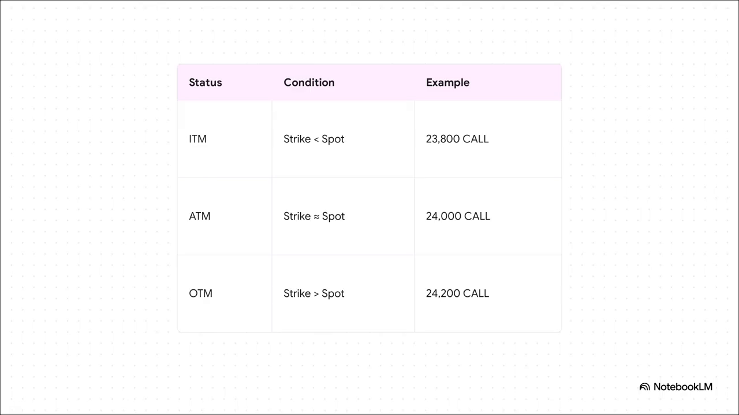A 24,200 call gives you the right to buy at 24,200. But why on earth would you do that when the market is cheaper at 24,000? Right now, it's pretty much useless, hence out of the money.